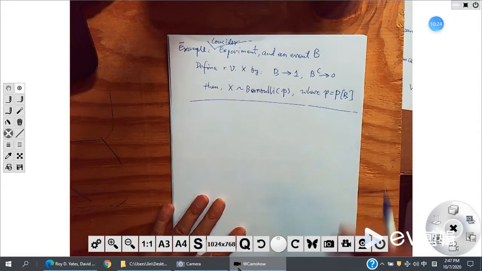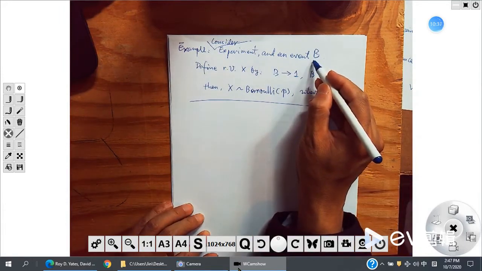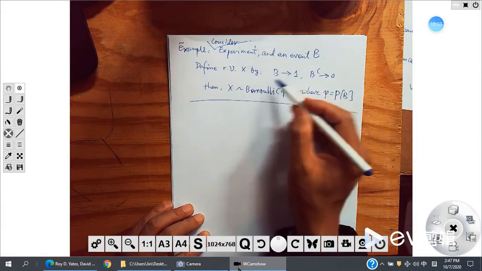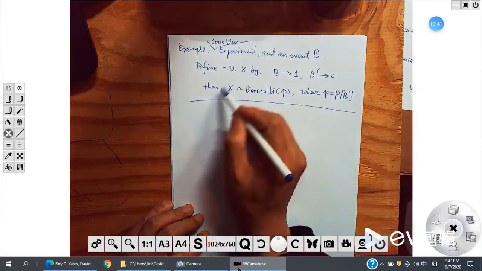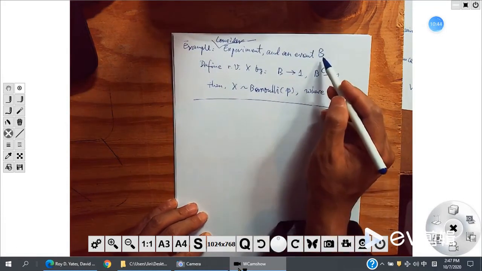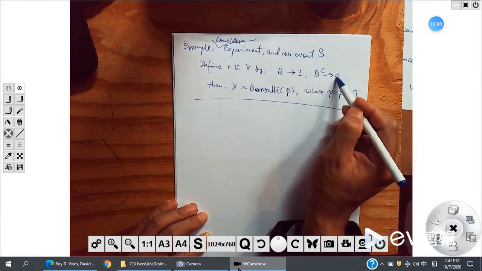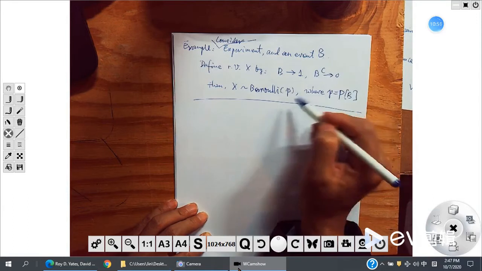So this one can be applied everywhere. When you do an experiment and you want some event, you pay your attention to that event B of your experiment. Suppose this is the probability of B, then you can have X. This is a random variable. If it happened, you have 1. If it didn't happen, you get 0. Alright, so this is Bernoulli(P).